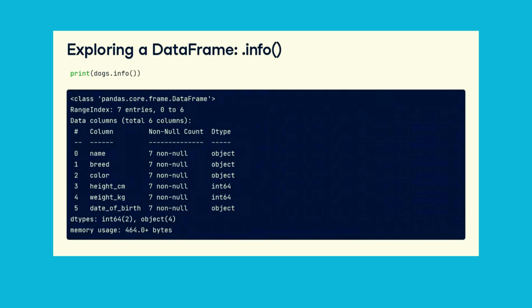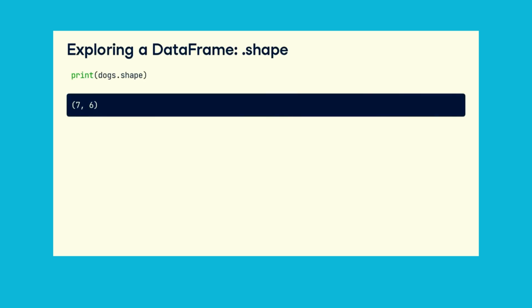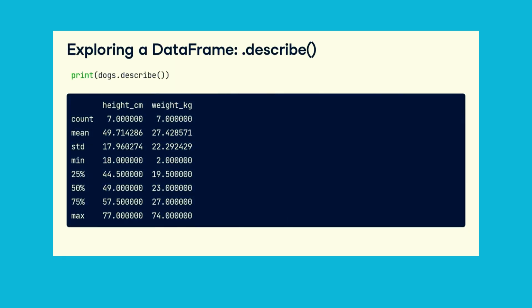A data frame's shape attribute contains a tuple that holds the number of rows, followed by the number of columns. Since this is an attribute instead of a method, you write it without parentheses. The describe method computes some summary statistics for numerical columns like mean and median. Count is the number of non-missing values in each column. Describe is good for a quick overview of numeric variables, but if you want more control, you'll see how to perform more specific calculations later in the course.